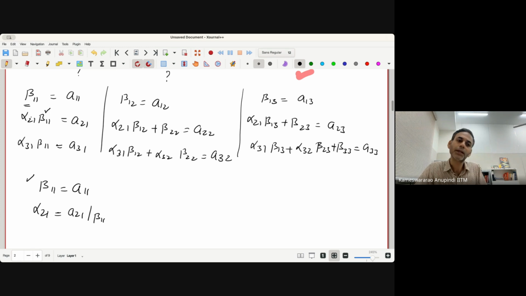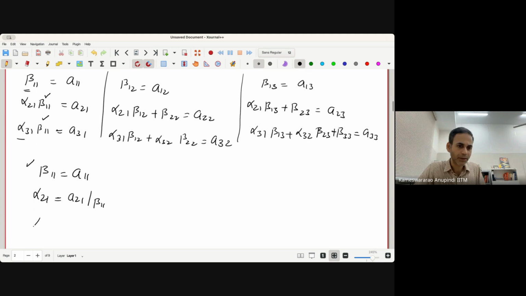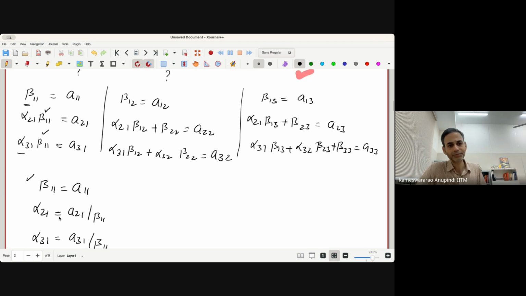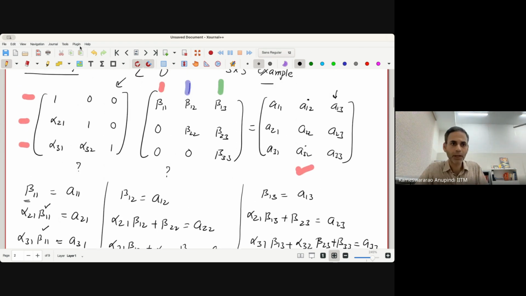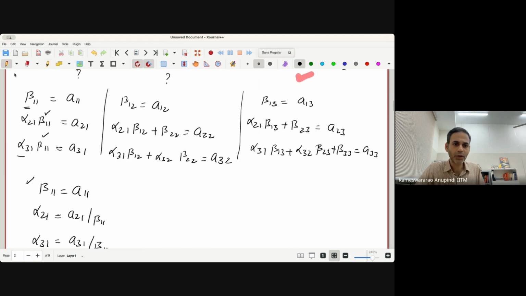I'm using it here and then calculating this thing because I know what is beta 1,1. I can also calculate what is alpha 3,1. Alpha 3,1 equals A 3,1 upon beta 1,1. That means by the end of this, I already have all three values: beta 1,1, alpha 2,1, and alpha 3,1. These are already calculated. Then let me go to the second column values.